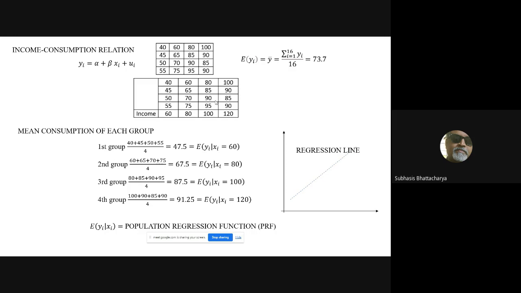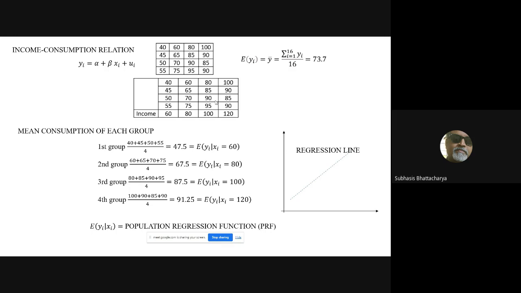So for the first group, if we estimate the mean, that is 40, 45, 50, 55, that is 47.5. For the second group, it is 67.5. For the third group, that is 87.5, and the fourth one is 91.25. These are the weekly consumptions of the first group, that means whose income is 60.